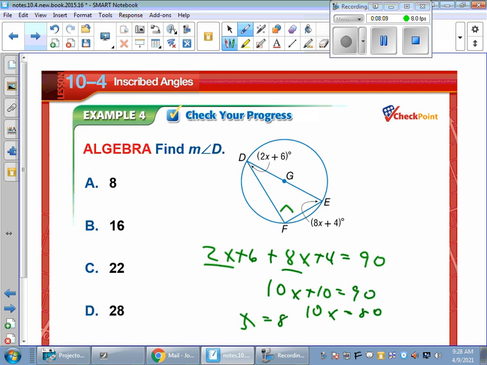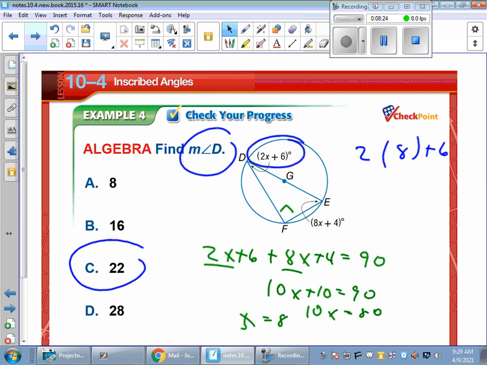So x is 8. They want you to find ultimately angle D. Here is angle D right here. So that is 2 times 8 plus 6. Final answer is going to be C.